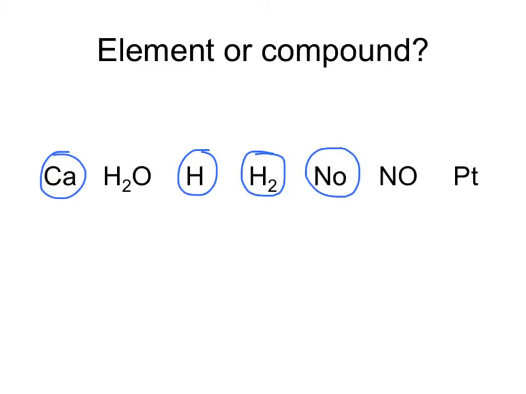No, now that's actually nobelium, but it's not a familiar one, but it must be an element because it's just got the one capital letter, and platinum, whereas the compounds here, which contain two or more elements joined together chemically, are the water, because that contains hydrogen and oxygen, and the nitrogen monoxide here, because that contains nitrogen and oxygen.